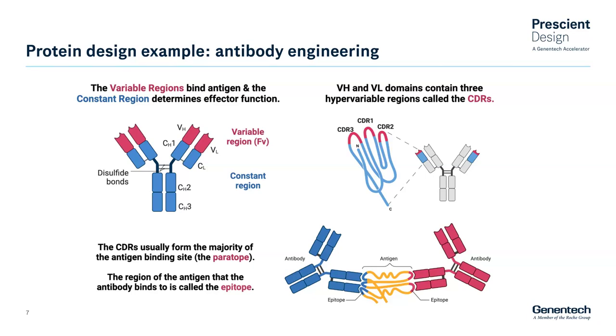In fact, even if you zoom in on the variable region, most of that also doesn't change that much. Most of the variation is observed in these hypervariable regions, which we call the CDRs. And these CDRs are typically what constitute the binding interface between an antibody and an antigen. It's mislabeled here, but on the antibody side, this should be the paratope, and then over here is the epitope. Yeah, it's correctly indicated there.